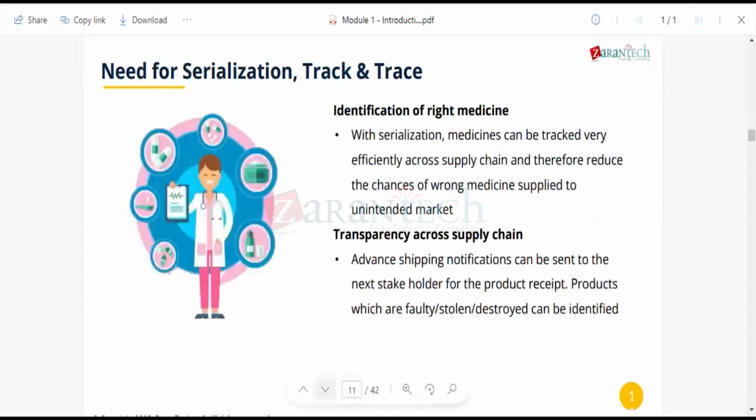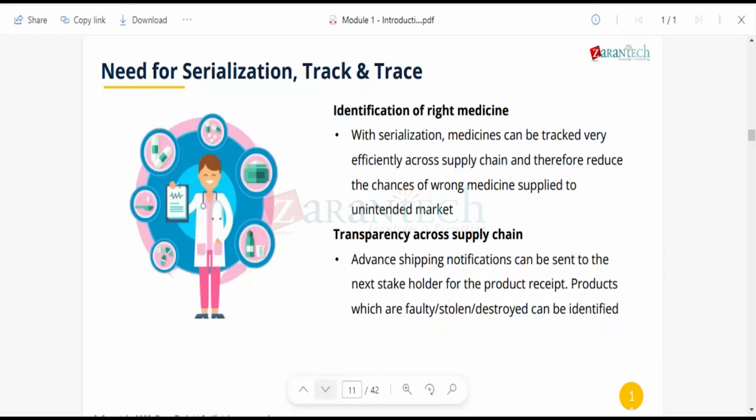The second thing is identification of the right medicine. There are many serious diseases like cancers, and for that we have very sensitive drugs. If these drugs are not sent to the intended market but are misplaced, there are serious threats to patients. With serialization and track and trace, we can efficiently track a particular product and make sure that it reaches the particular market.